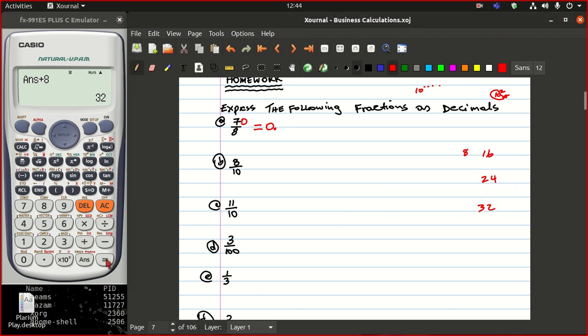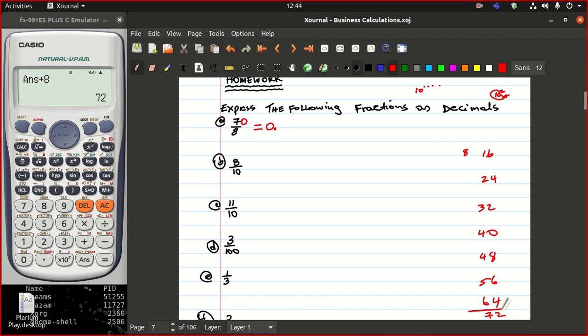The fifth one is going to be a 40. And then the sixth one is going to be 48. And then you continue to do this. You end up having 56. From 56, you end up having a 64. And then from 64, you end up having a 72. So if you look at 72, 72 is bigger than 70.